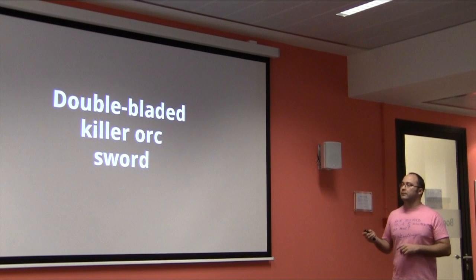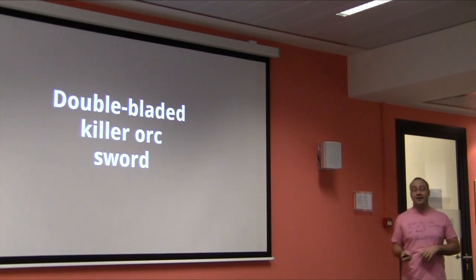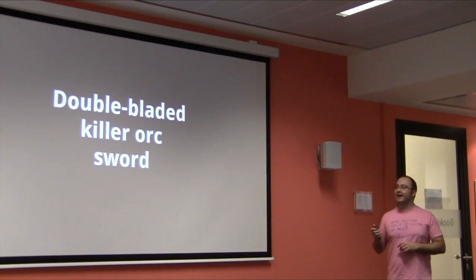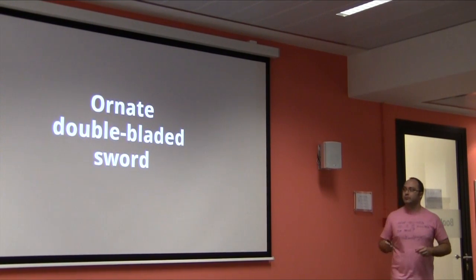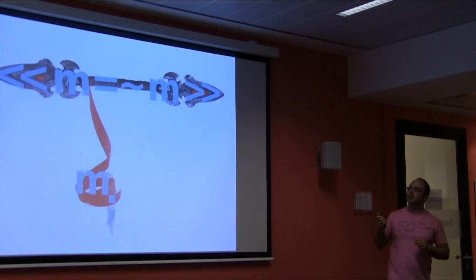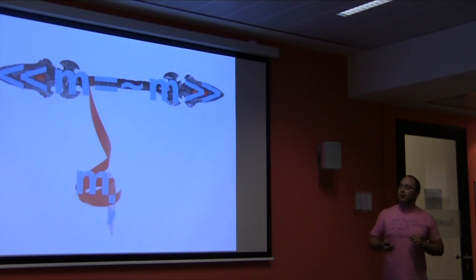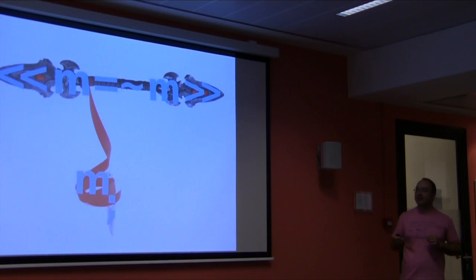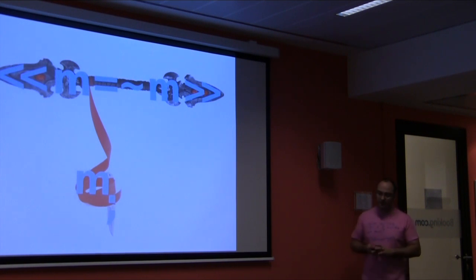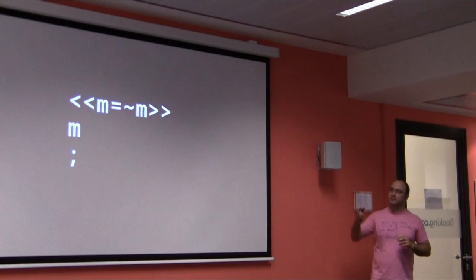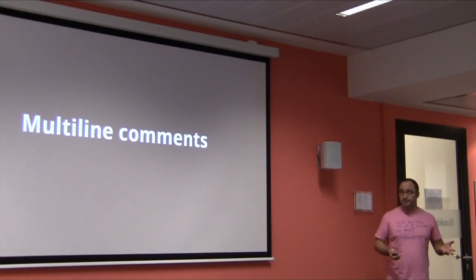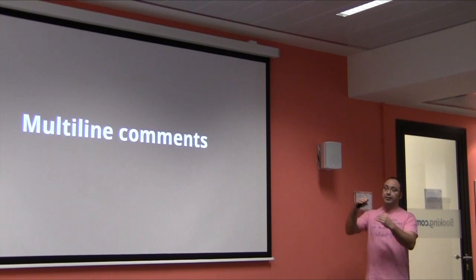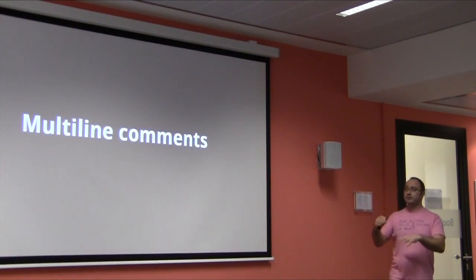That one, that's really painful to name. And actually, I don't like that name either, so it's called the all eight double bladed sword, and it looks like this. It's another of Abigail's inventions, and it's interesting from a historical point of view. So this is how it looks. It does multi-line comments. You need three lines to do multi-line comments.